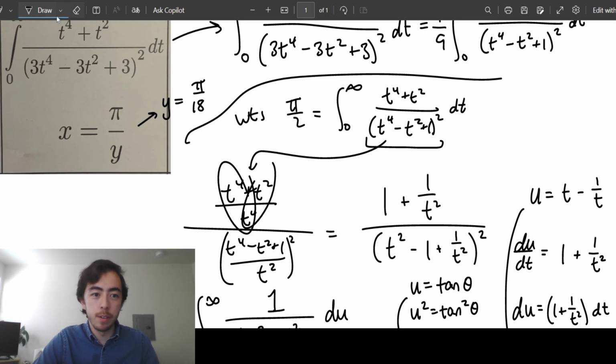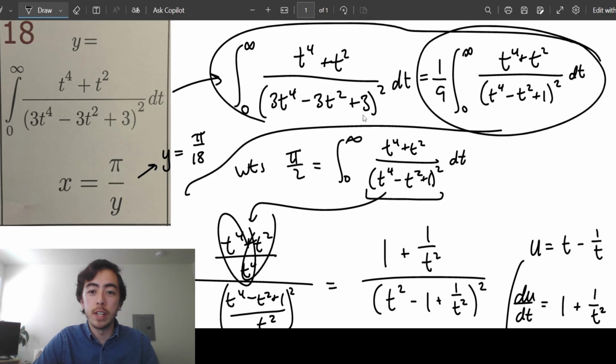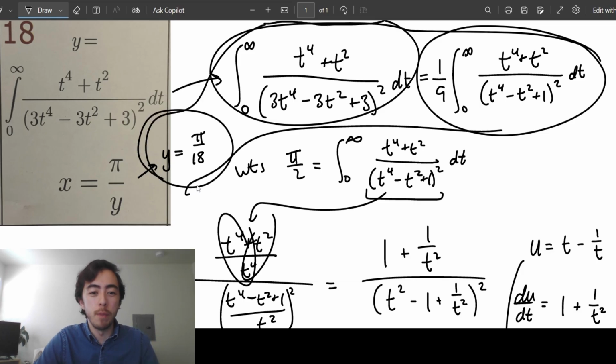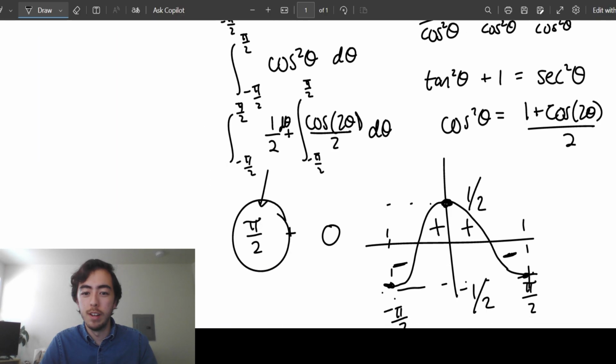And so if that integral is pi over 2, then this one right here is pi over 18. And that's exactly what we wanted, right? We wanted pi over 18 to be equal to y, so that once we plug it in here, we do get 18 for x. So there is my solution for today's problem.